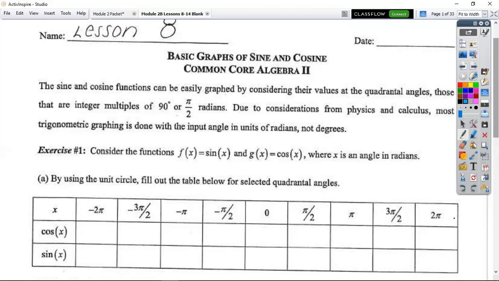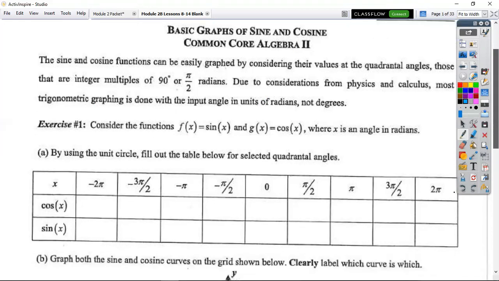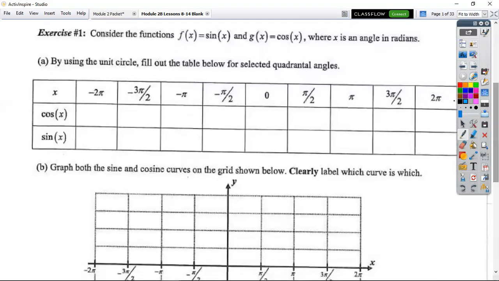All right, so this is, as I said, your next packet that says lesson 8 right at the top of it. When we graph trig functions, specifically today, what we're going to do is a sine and a cosine function. Your graphs are typically labeled in radian measures. It's just the preferred scale for a trig graph. Now, you want to get comfortable going between degrees and radians.